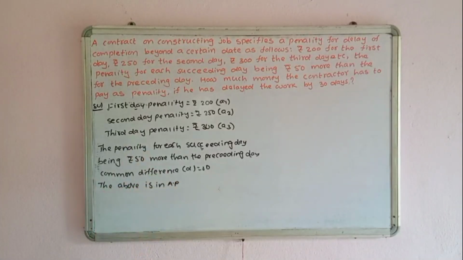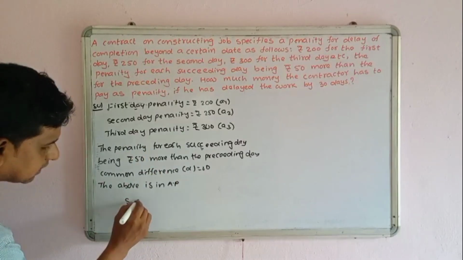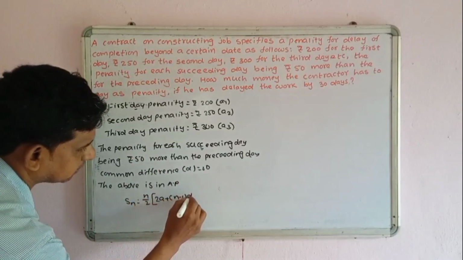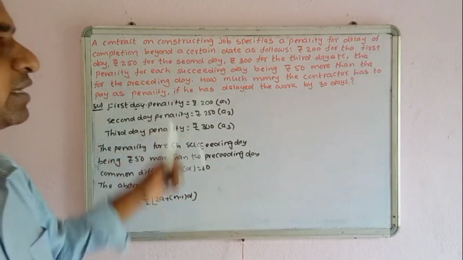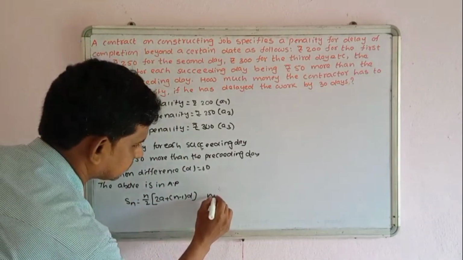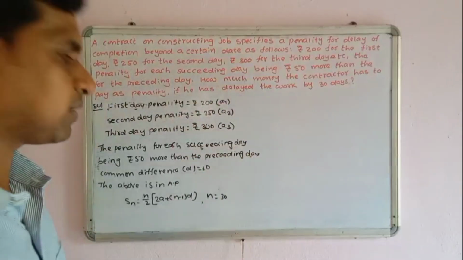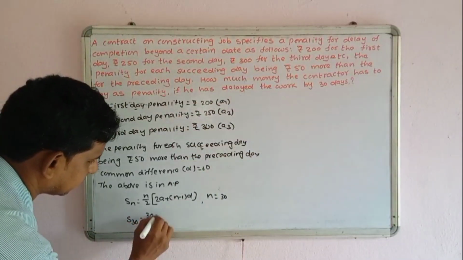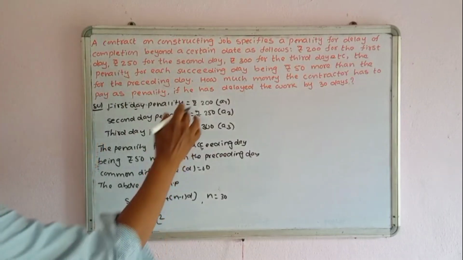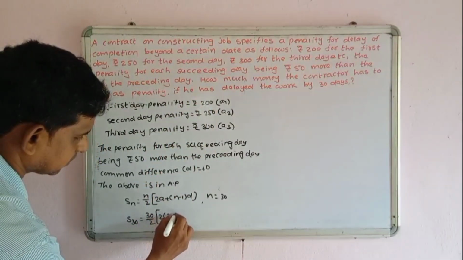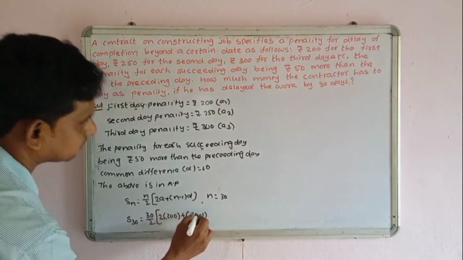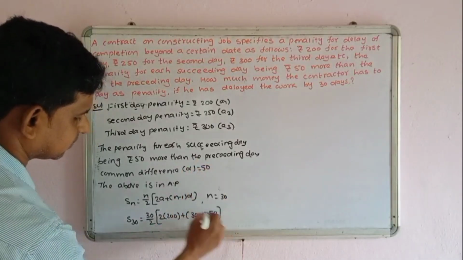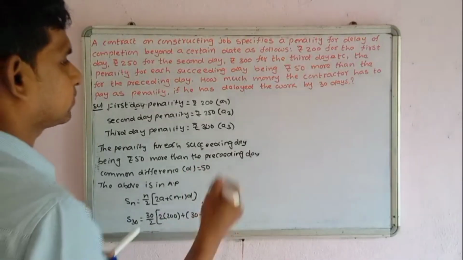What is the sum of n terms formula? Sn equals n by 2 into 2a plus n minus 1 into d. Here how many days? 30 days. So here n equals 30, because after 30 days what is the sum? Now S30 equals 30 by 2 into 2a, a is 200, plus 30 minus 1 into d. What is the common difference? 50.